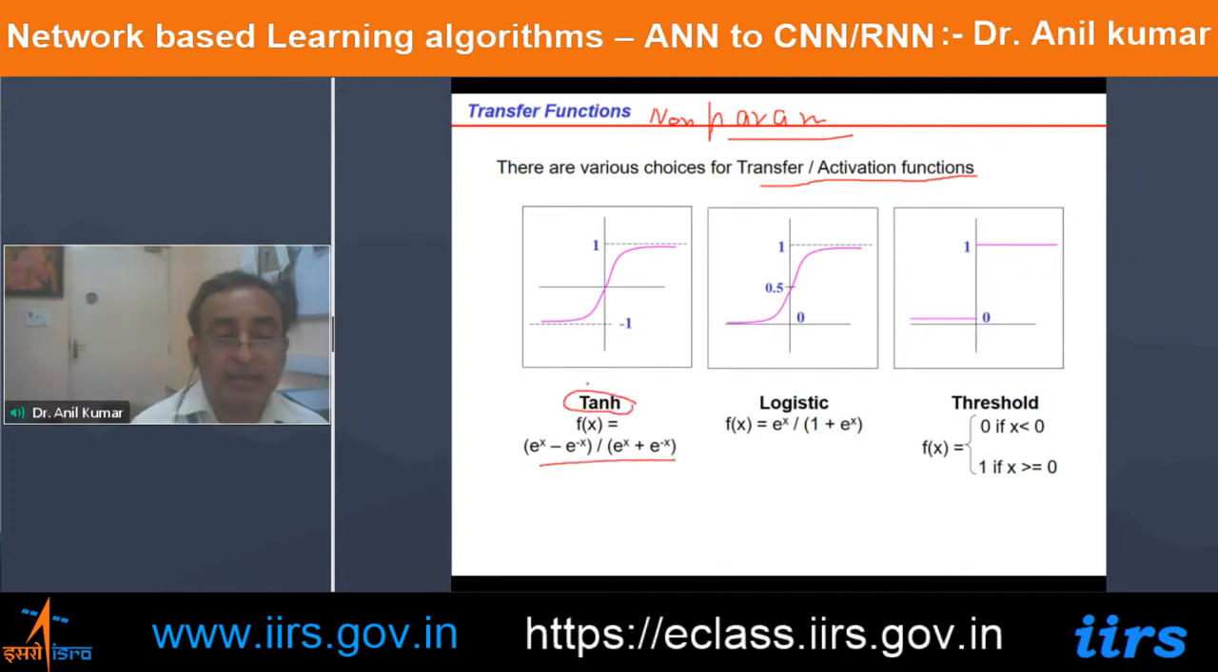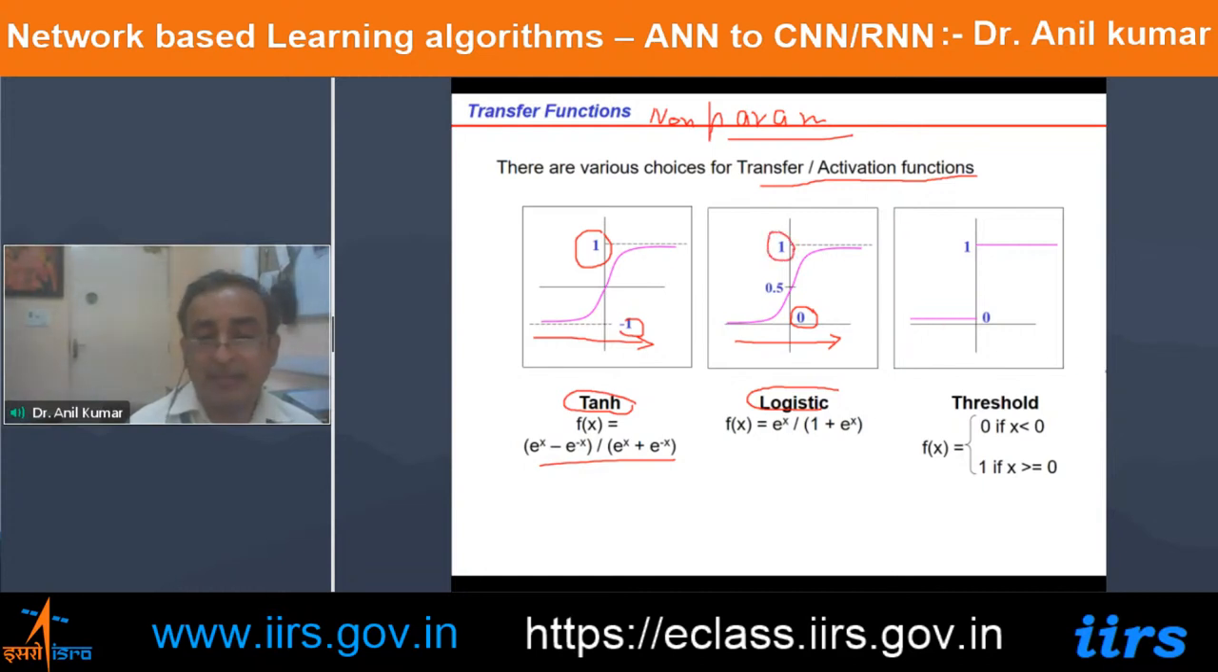Here the transfer function, or very common term activation function, can be tanh, the hyperbolic tangent. This is a mathematical expression. The input is from minus infinity to plus infinity, and the output is minus 1 to 1. If you take the logistic one, which is also quite common, the input is again minus infinity to plus infinity, but the output will be any value from 0 to 1.